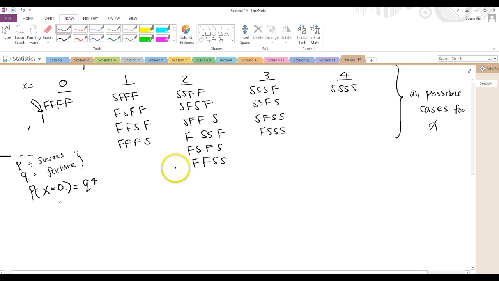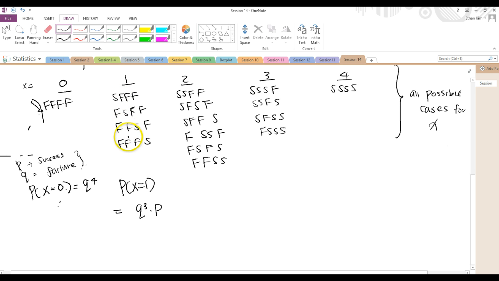And what about this? When x equals 1, we have 3 failures, so Q to the 3rd, and we have 1 success, so that's P. But here we have 4 different cases. It depends on where the position of success is. So we have 4 cases to choose from.